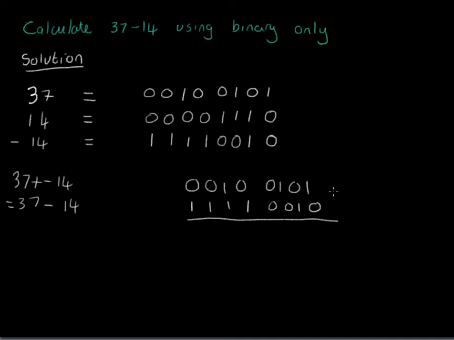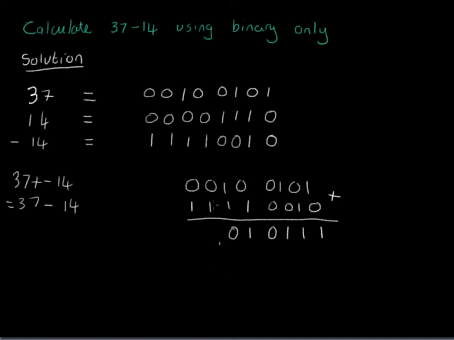I've got to try and be nice and neat over this. I've got a 1 and a 0. Add those together, that's a 1. A 0 and a 1 added together makes a 1. A 1 and a 0 added together makes a 1. A 0 and a 0 makes a 0. A 0 and a 1 makes a 1. A 1 and a 1 makes a 0 but a carry 1, so I put the carry underneath like that.